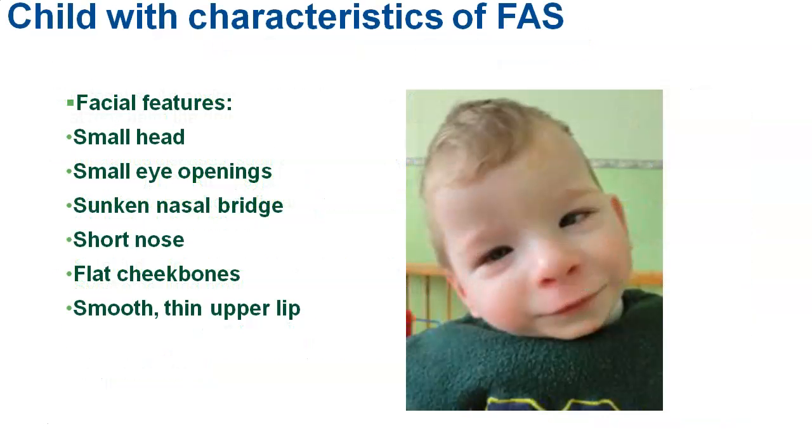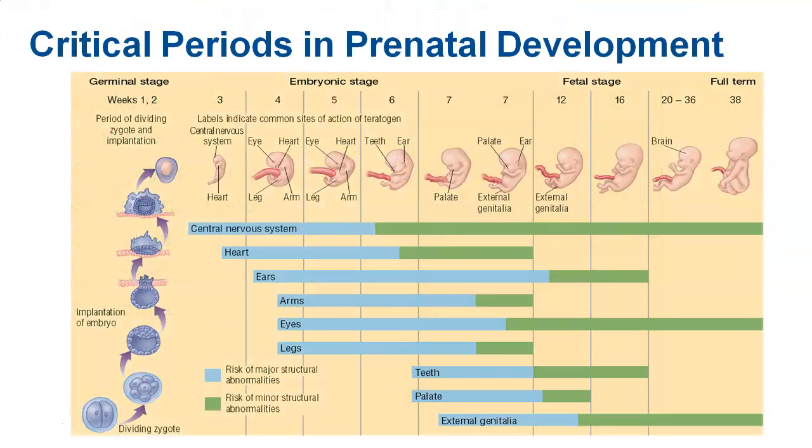And so this is a picture of a child with the kind of stereotypical characteristics of fetal alcohol syndrome. So a smaller head, small eye openings, a sunken nasal bridge, a shorter nose, flat cheekbones, and then a smooth, thin upper lip. These are just some of the characteristics that tend to be seen. It is not guaranteed that they are the characteristics that you would see, but just ones that we have found for fetal alcohol syndrome.